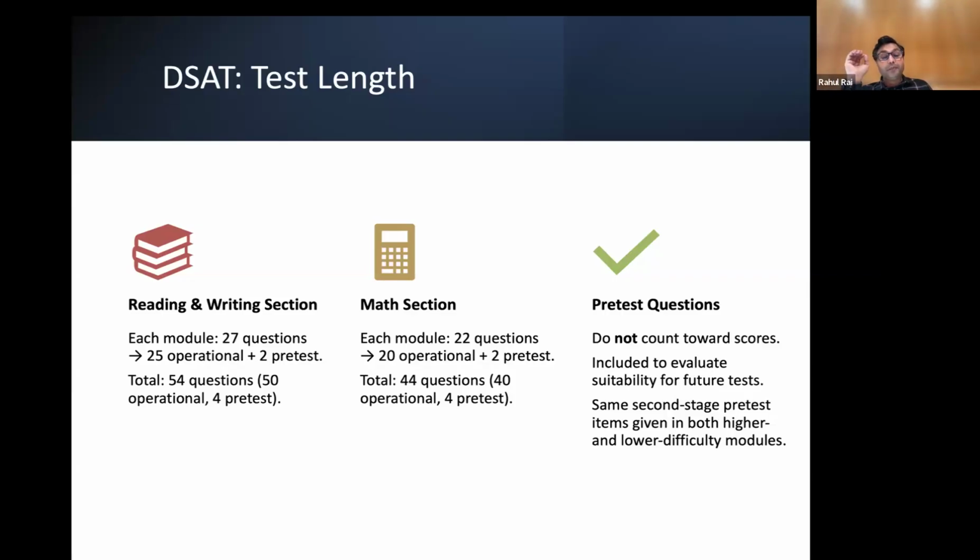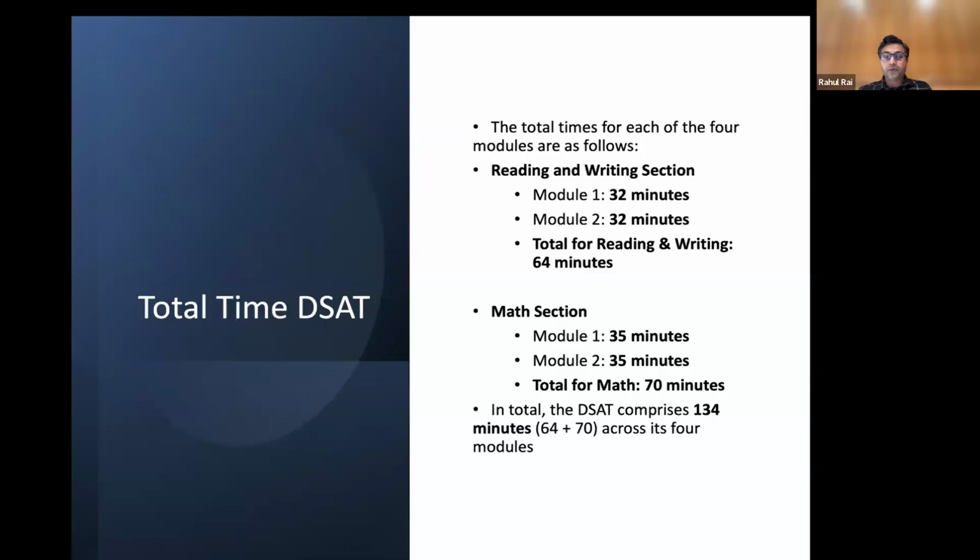Similarly, in math, you will have 22 questions in each module. Okay, so the number of questions in math is lower compared to the number of questions in reading and writing. And if you look into the time, the math sections are longer, and you have 35 minutes for each module, whereas the reading and writing section has 32 minutes. So math has a lower number of questions and a little bit more time than reading and writing. 22 questions here, 27 questions here.